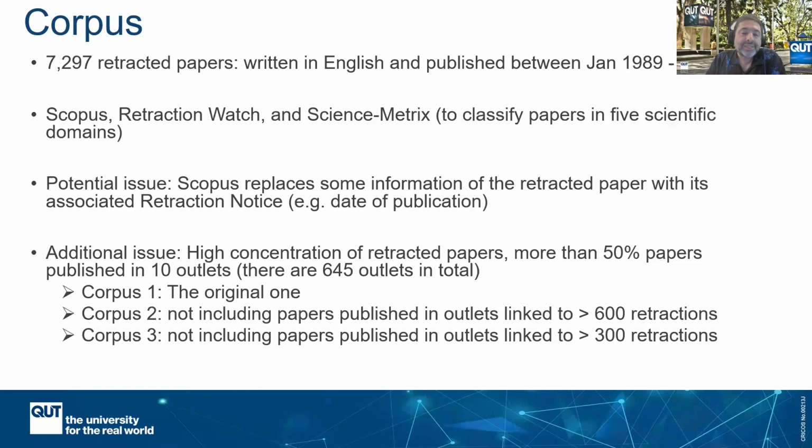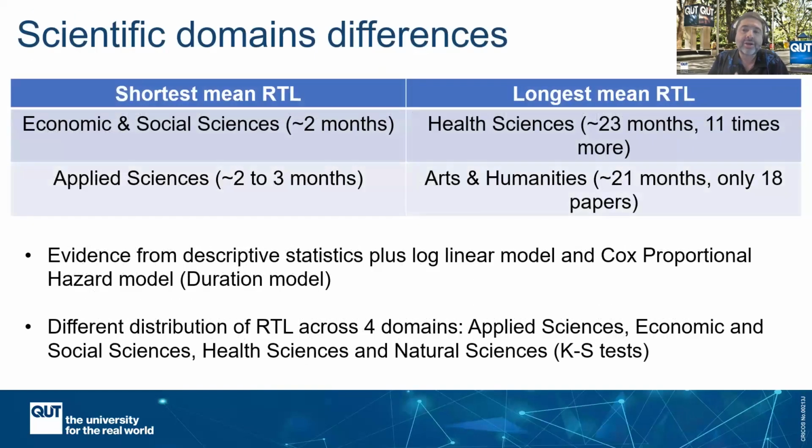There is another issue, which is the high concentration of retracted papers. There are more than 600 outlets in the corpus, meaning journals and conference proceedings, but more than 50% of the retracted papers are published in only 10 outlets. That's why I decided to create 3 different corpora to check the robustness of my results, although in this presentation, I will show results that are common to all 3 corpora.